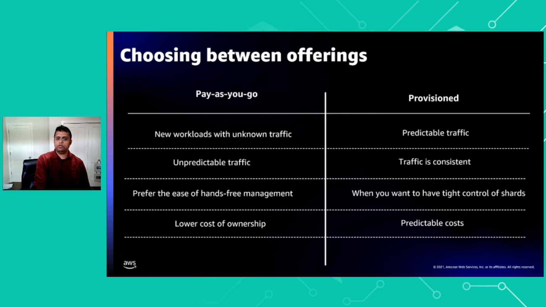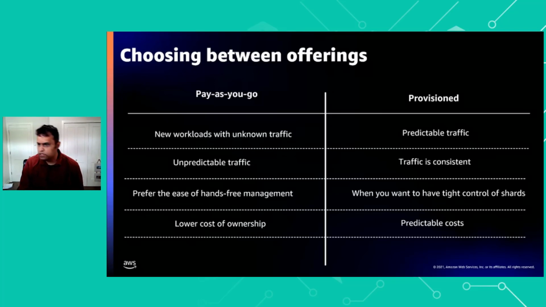Also, coming back to workload patterns, say you have unpredictable traffic. Then again, pay-as-you-go makes it very easy, because you don't want to throttle your customers, and at the same time you don't want to pay for unused capacity. Pay-as-you-go options provide you the best balance there. However, if your traffic is consistent and you know that you can have 60-70% utilization, then using provisioned makes it much more cost effective.